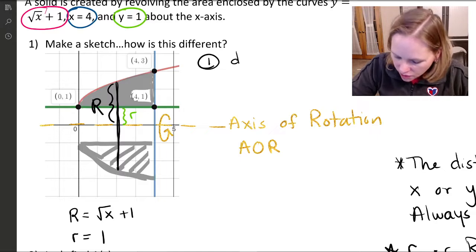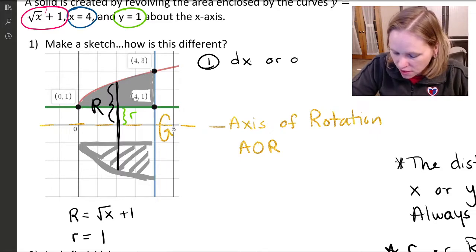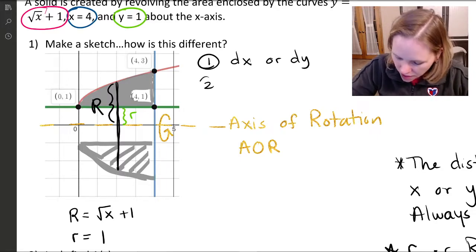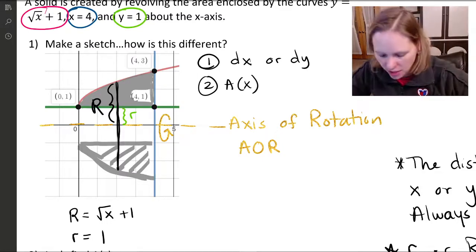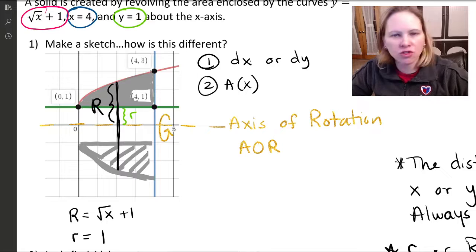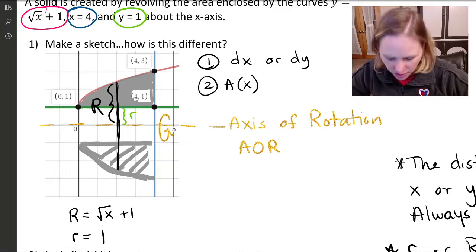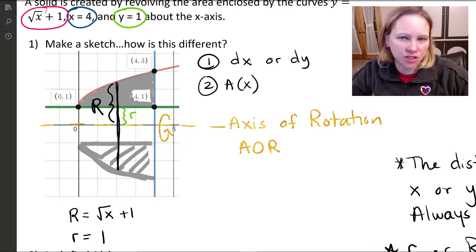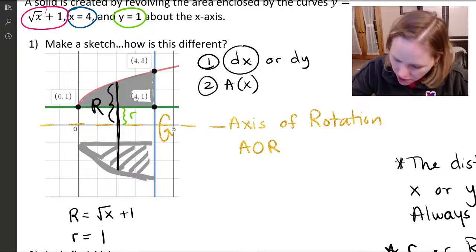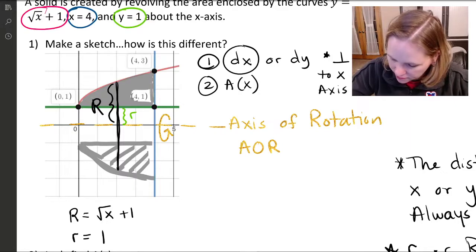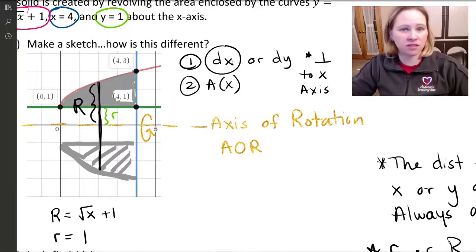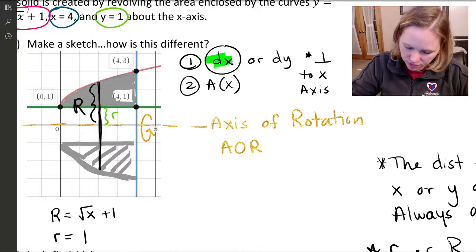We need to decide, first of all, is this a dx or a dy setup? And then we need to figure out A of x, which is what I jumped right into. I got a little too excited and carried away. So let's make sure we understand that this is, in fact, a dx setup, because I'm perpendicular to the x-axis. That's how I know that this is a dx setup.